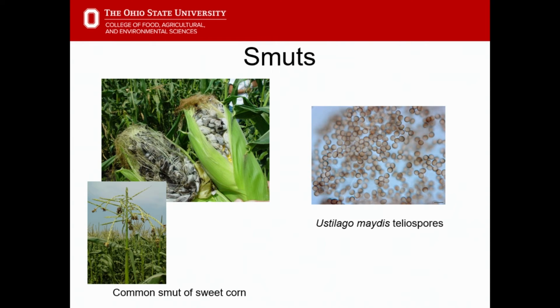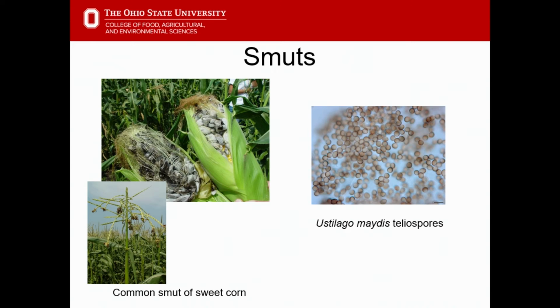The life cycle of common smut is much simpler than that of common rust of corn. Teliospores are the overwintering structures. When they germinate, they produce haploid sporidia. Sporidia of compatible mating types fuse and produce dikaryotic infection hyphae that infect the corn plant.